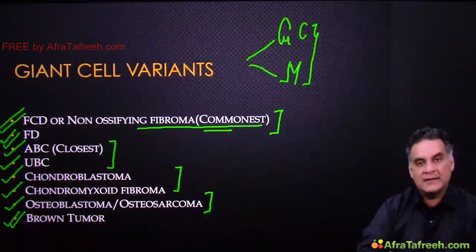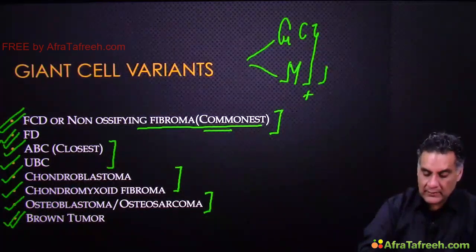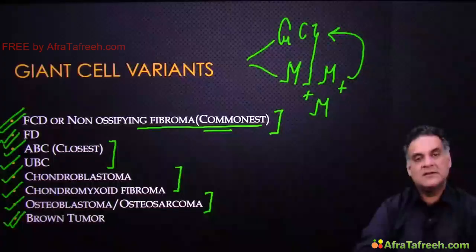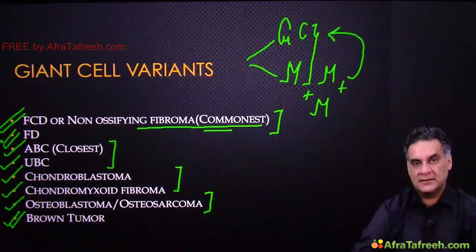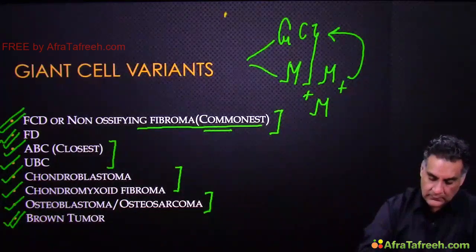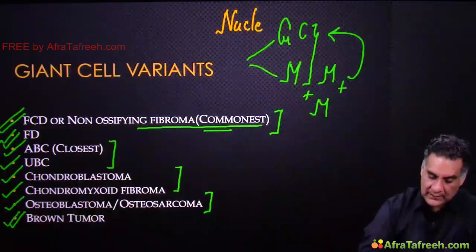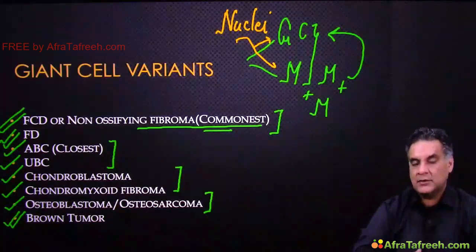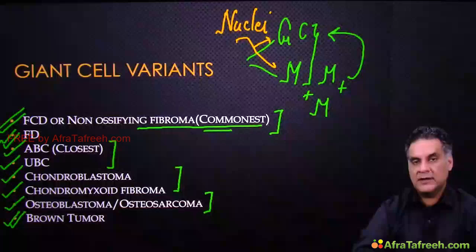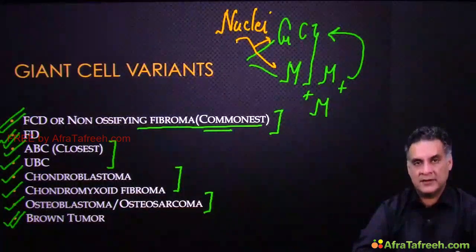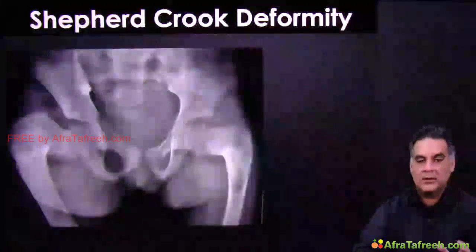It is said that it is the fusion of multiple mononuclear cells in giant cell tumor which gives it the giant cells. So the nuclei in a giant cell and the nuclei of a mononuclear cell is identical, whereas in all other variants the nuclei of both the cells will not be identical, they will be different. Remember this.